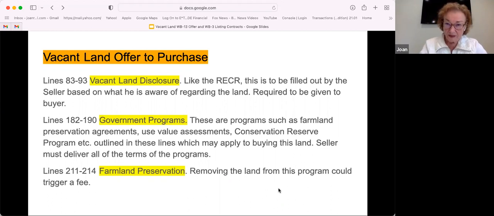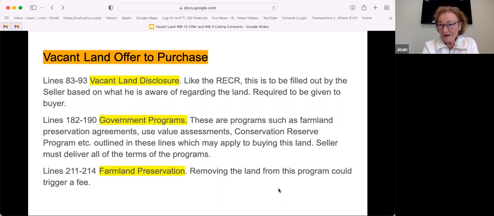And the warning there, and we'll get into it a little bit later, is there's a huge cost if they want to get out of these programs before they expire, before the term is up. So that's why we have to be made aware of them. In the farmland preservation, same thing, on lines 211 to 214. If the buyer wants to buy it and it's in a farmland preservation program, it will cost quite a bit to get it out of the preservation program and be able for the buyer to buy it. So these are things that the offer to purchase does have in the form that shows you, watch out for these, make sure you get all the information.